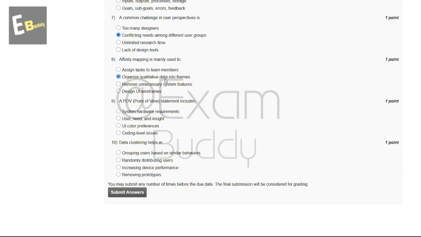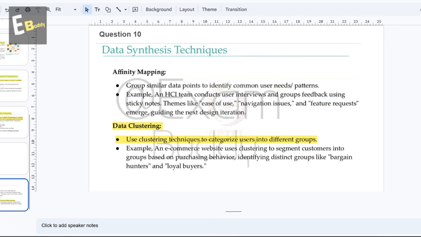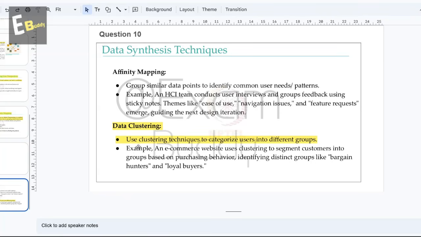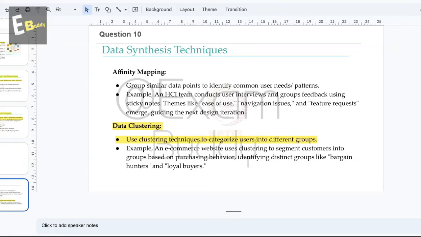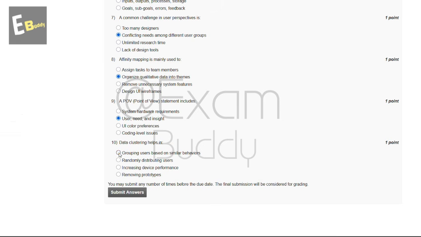And now let's go to our question number 9. A POV, point of view statement includes. So these are the options, and the answer of our ninth question is B, user need and insight. And now let's go to our question number 10. Data clustering helps in. So these are the options, and now let's check the explanation. So explanation says data clustering uses clustering techniques to categorize users into different groups. So the answer of our 10th question is A, grouping users based on similar behaviors.